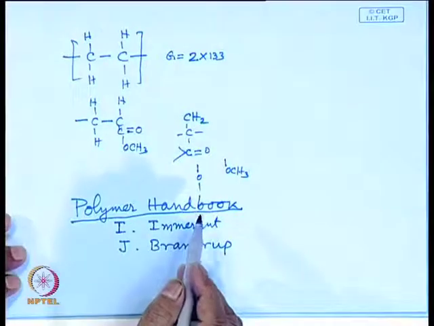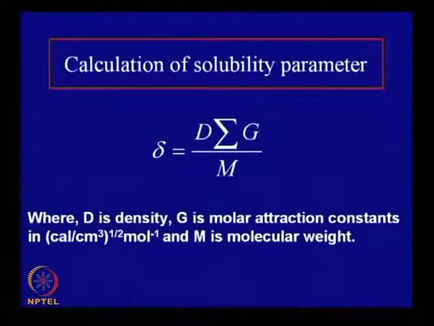There you can get the small molar attraction constants, an exhaustive list of molar attraction contribution to molar attraction constants in chemical compounds, that may be a simple solvent, that may be a polymer molecule. So, with the help of those data available in the data book, you can calculate the solubility parameter either for a solvent or for a polymer. Okay.